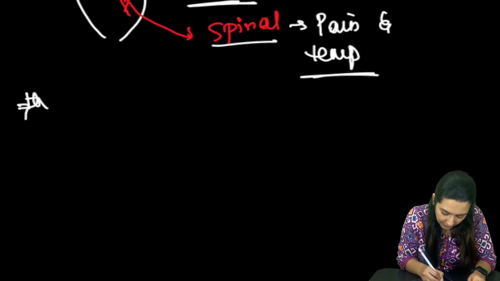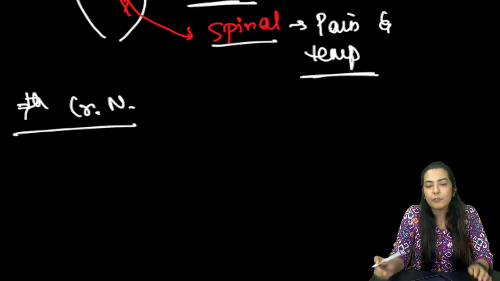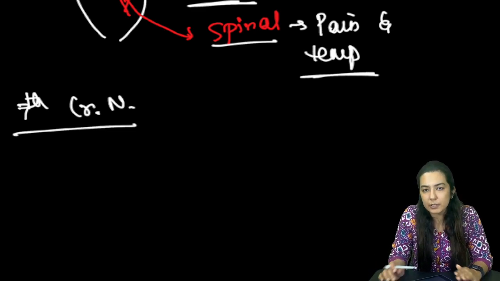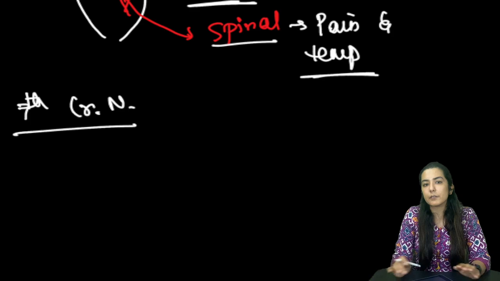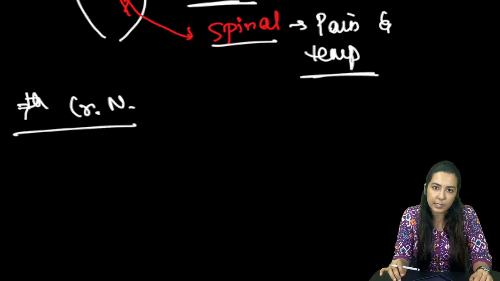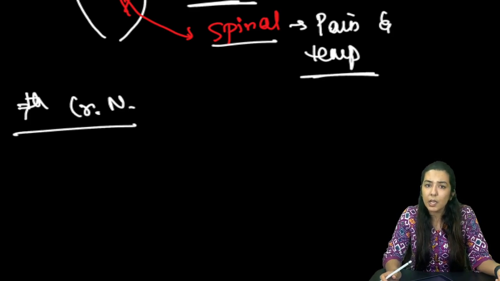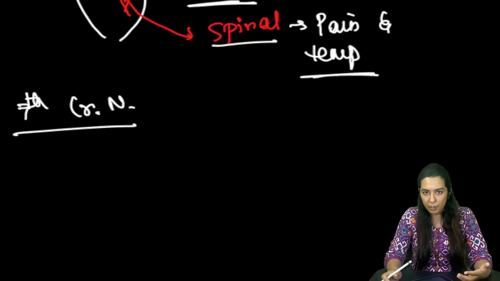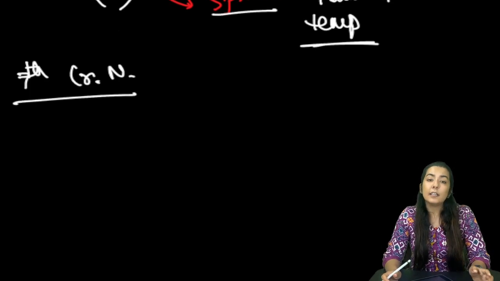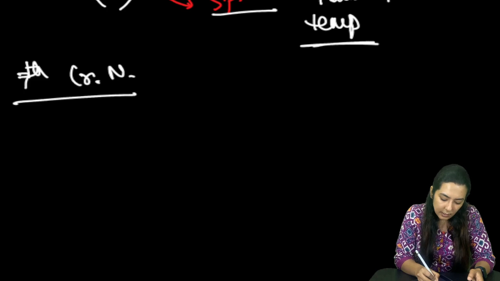The seventh cranial nerve is very important. We'll take a different video for it because it has a very large pathway. Its anatomy is very important to understand diseases like stroke. In stroke, the seventh cranial nerve is most commonly affected. And to understand Bell's palsy. So the seventh cranial nerve we'll take separately.